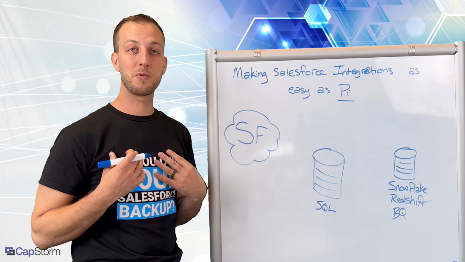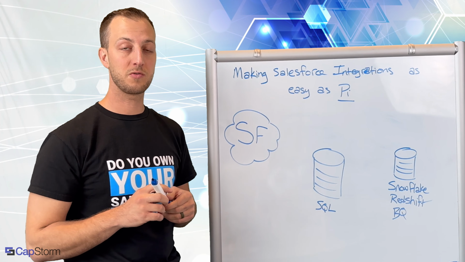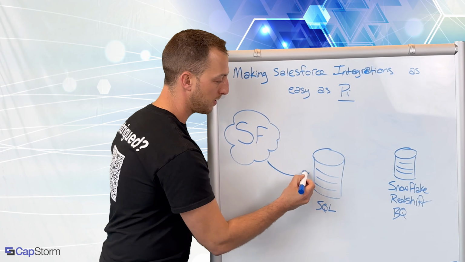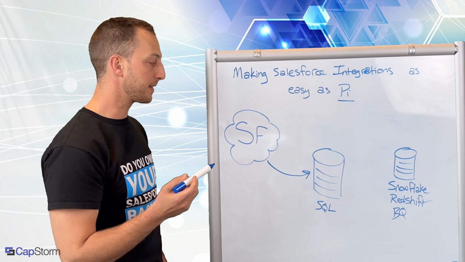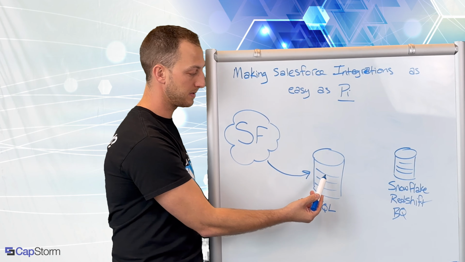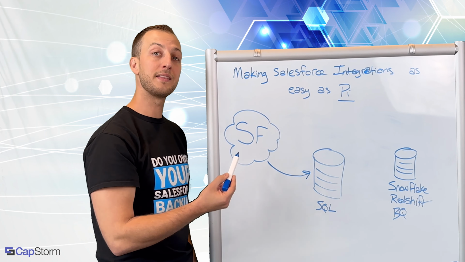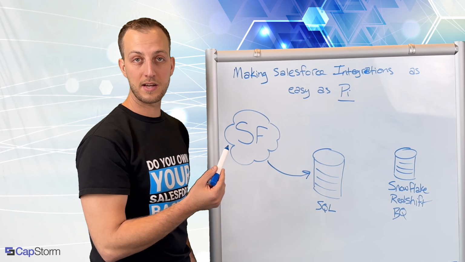The company that I work with is called Capstorm, and they actually have a solution that allows you to replicate from Salesforce down into your own traditional relational database. And get this, when you're replicating down from Salesforce to this traditional SQL database, you're not just replicating the data, but the metadata and the schema as well. It does so incrementally as often as every 3 to 5 minutes.